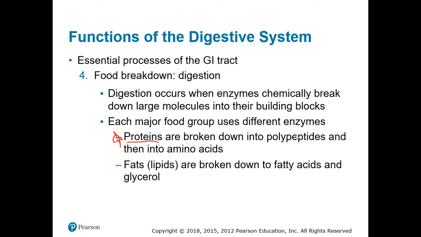Proteins are going to be found in things like nuts. Peanuts are very high in protein, eggs, things like that. The next major group is fats. We can break these down into fatty acids and glycerol.